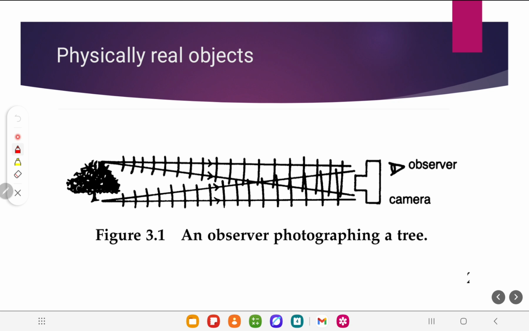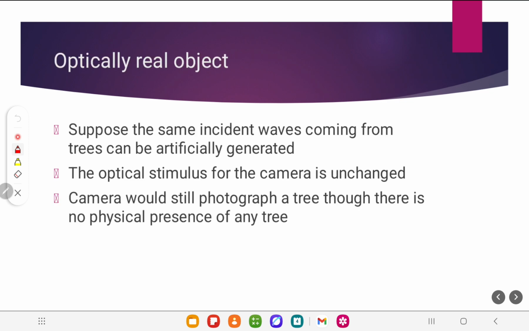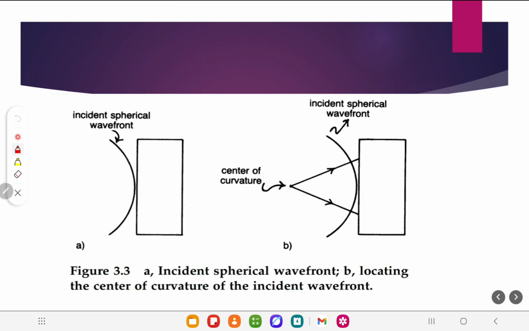Sometimes we call it a physically real object, like humans and trees, and sometimes an optically real object. Optically real object means there is no physical appearance of the object, but some artificial generation by a hologram, or maybe another virtual image formed like a real object. If another system creates a virtual image, and that virtual image is seen by another system as a real optical object, I'll tell you later in the presentation what I really mean. Just skip it for now.